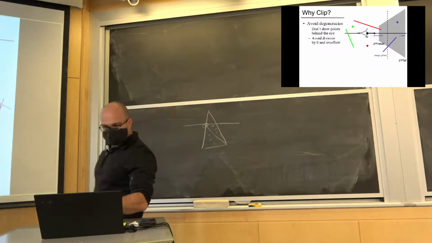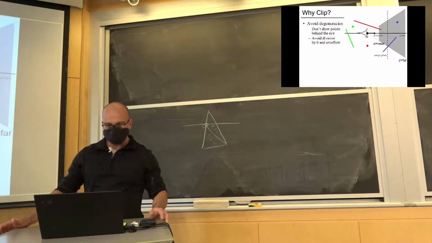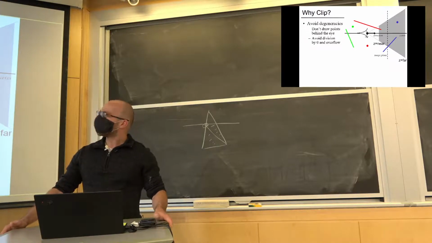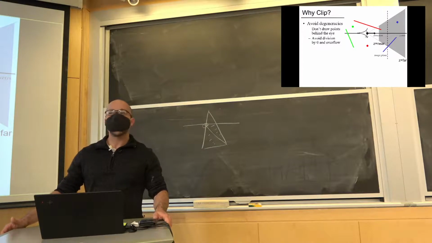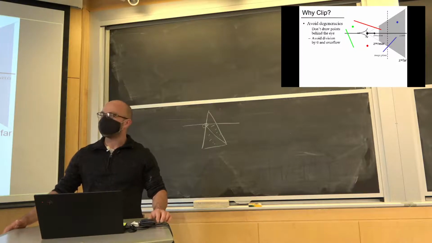So why do we do clipping? Well, it avoids a lot of those degeneracies, like stuff behind your eye or division by 0, which is important. It's also annoying to implement clipping correctly. This is a big source of bugs in old school graphics code. Good news is that most libraries will do this kind of thing for you.